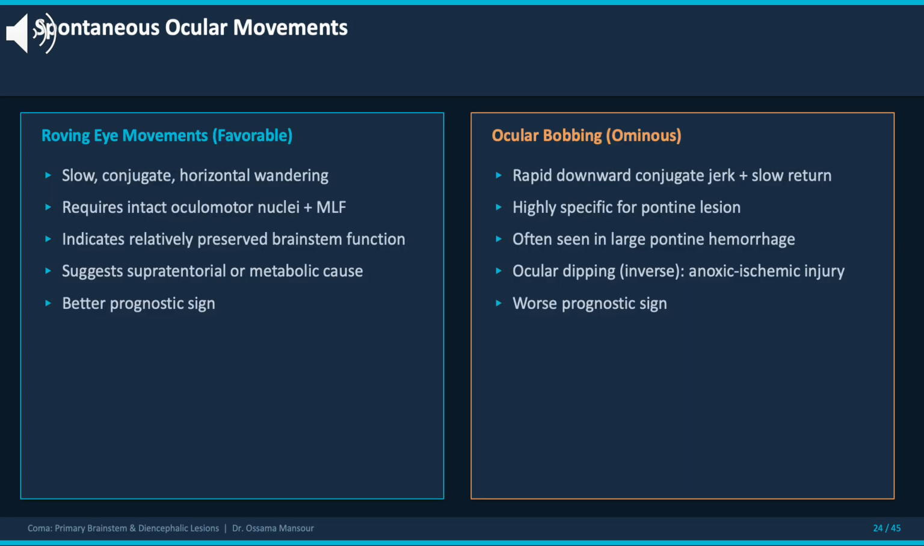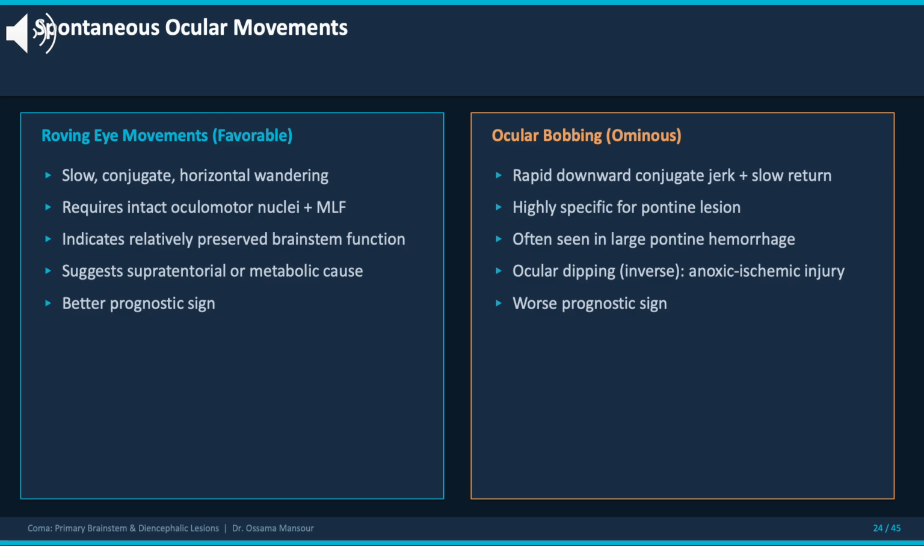Beyond assessing resting gaze position, we must carefully observe for spontaneous ocular movements in the comatose patient, as these provide additional localizing information. Roving eye movements are horizontal, slow, and conjugate, meaning both eyes move together smoothly from side to side in a random wandering pattern. The presence of roving eye movements is actually a favorable sign, as it indicates proper function of the oculomotor nuclei and the coordinating centers in the brainstem.